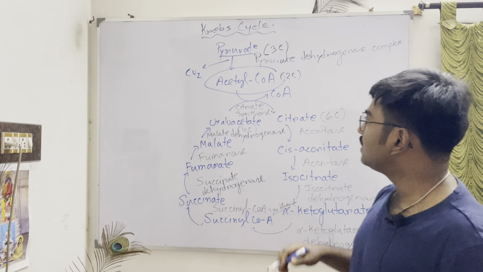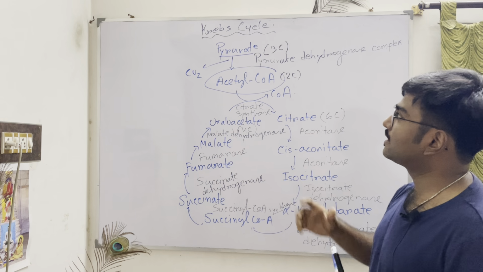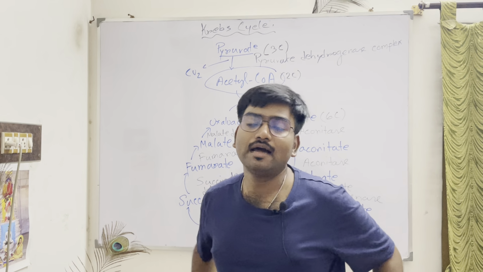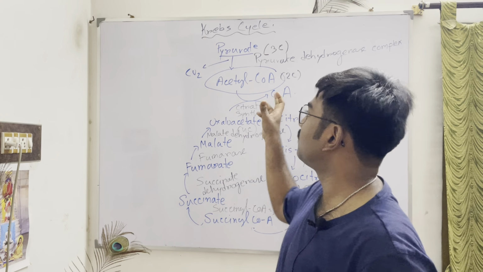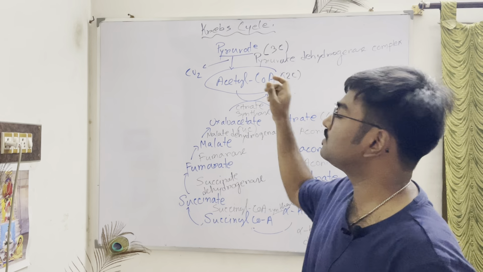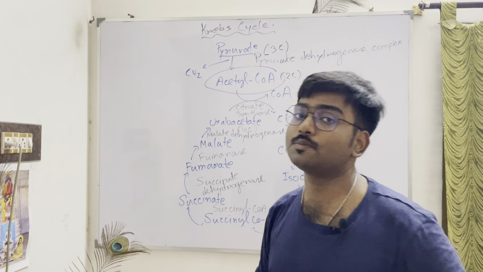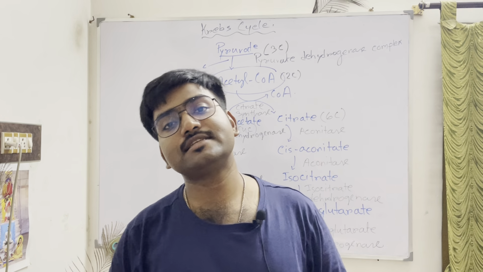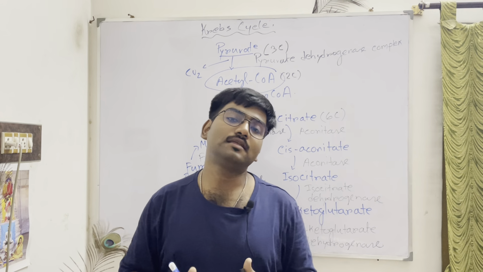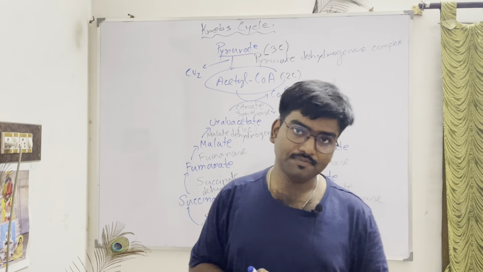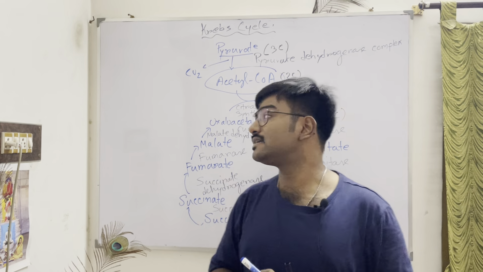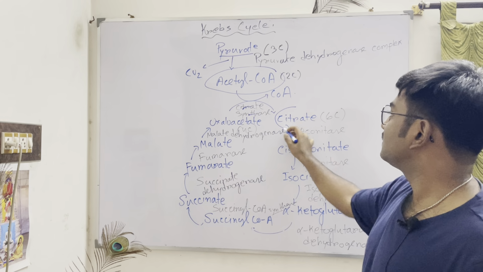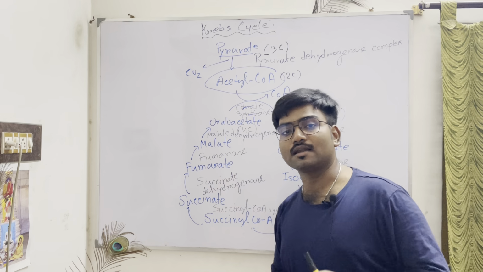Yes or no? So we can say the Krebs cycle and the glycolysis pathway are interlinked via a molecule. That intermediating molecule is the acetyl CoA, and it is a 2-carbon compound. Now after the oxidation, this acetyl CoA mixes with the oxaloacetate with the help of the citrate synthase enzyme to make the citrate. Okay, citrate is a 6-carbon compound.